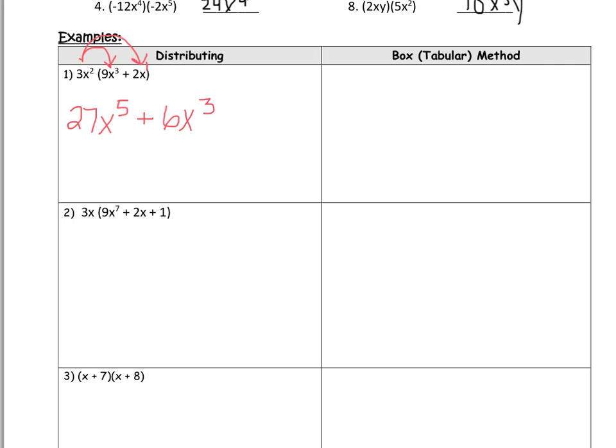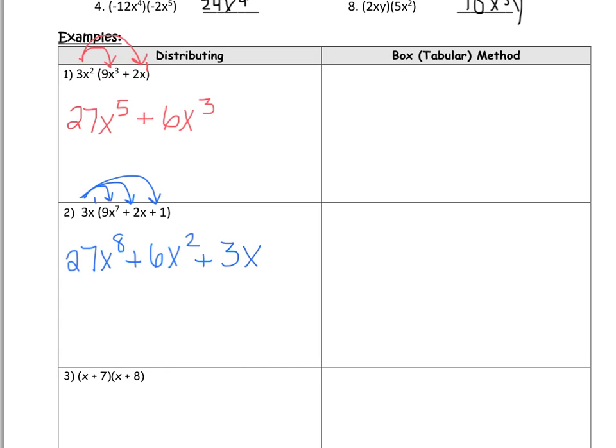Okay, let's try example number 2. We're going to distribute the 3x into all 3 terms of that trinomial. So let's do the first one. 3x times 9x to the 7th. You should be saying 27x to the 8th. That's a power of 1, so you add them. Now we're going to do 3x times 2x. You multiply those and you get a positive 6x squared. Then you're going to take 3x times 1 and you get a positive 3x.